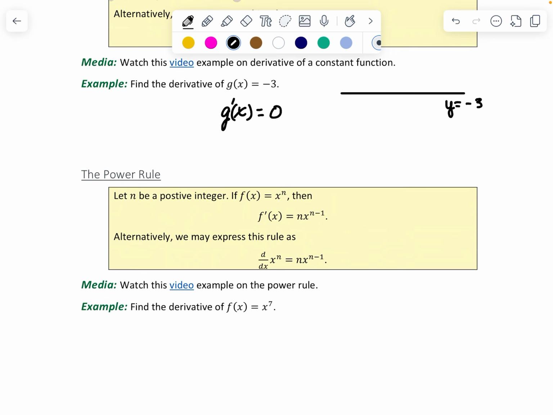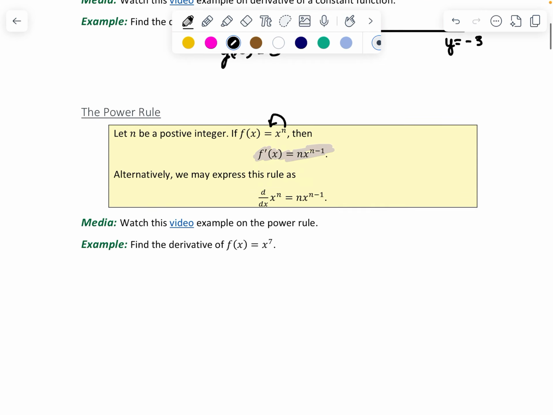Then we have the power rule. So let n be a positive integer. If f of x is equal to x to the n, then f prime of x is equal to n times x to the n minus 1. One of the things I tell students right off the bat is that the n comes down or out front, and then the exponent drops by 1. Alternatively, we can use the Leibniz notation, d/dx, which means we're going to take the derivative with respect to x of x to the n. And again, you see that n come out front and the exponent drops by 1.